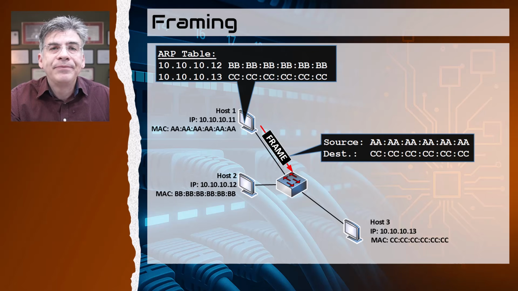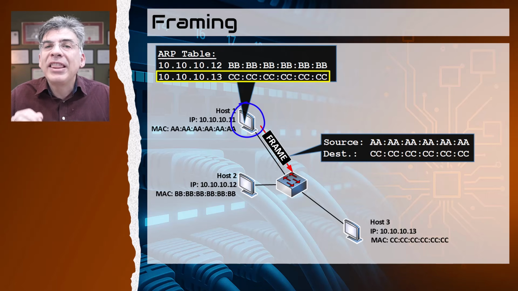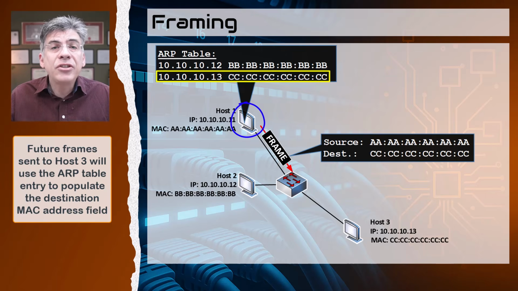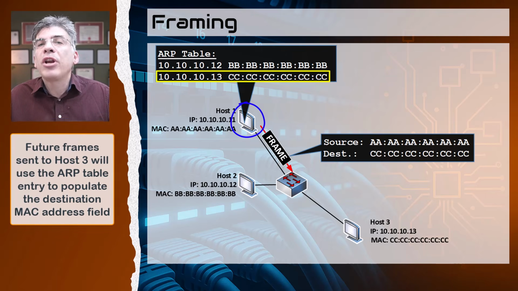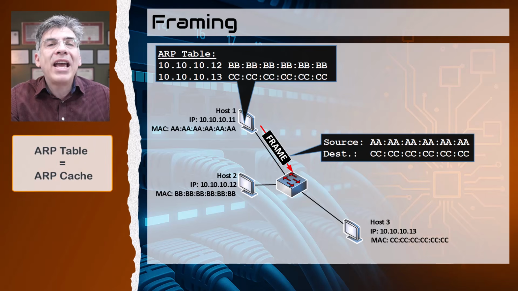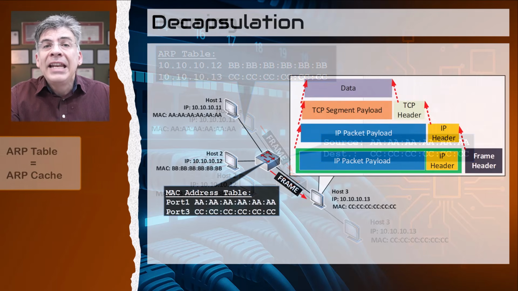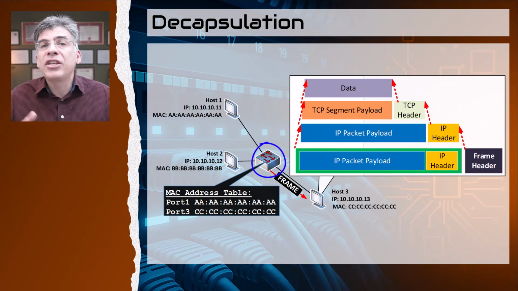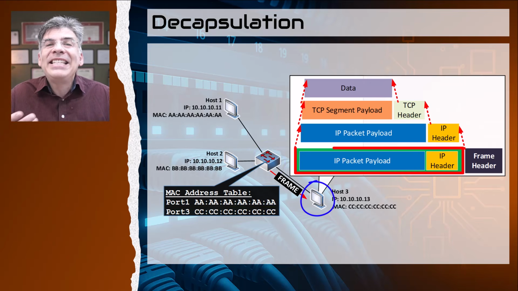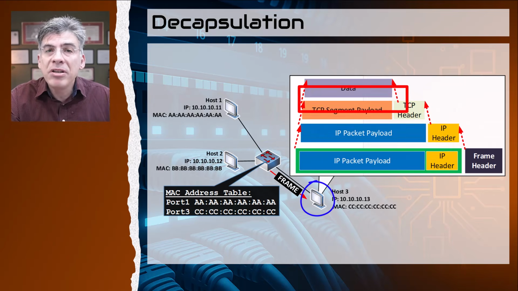The sending host will receive this, place the destination MAC in the destination MAC address field, and will send the frame along its way. Now at the same time, the local ARP table of host 1 will be populated with the MAC address and IP address pairing, so that any future frames being sent to host 3 will not need to send out an ARP request again, but will get the destination MAC address from the entry in the ARP table. Now this ARP table is also known as an ARP cache. Now that frame will be sent to the switch, and the switch will use its MAC address table to determine the exit interface and will forward it accordingly. When the frame reaches the destination, it is decapsulated and the payload data is processed.